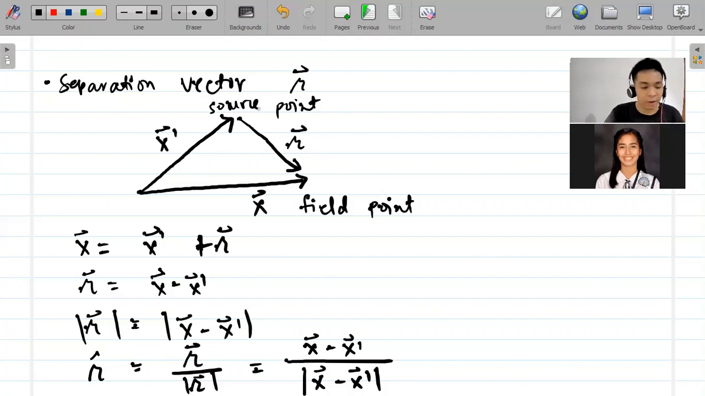Yes po. Okay. So, class, naalala nyo ba sa 107 yung KQQ over R squared, di ba? KQ over R. Ito yon. Ito yung R na tinutukoy doon. You have the source, tapos you have the field point. Pero usually, di ba yung source nyo nasa origin? Pero this time, let's say wala siya sa origin. Nasa x prime siya. So, ganito yung magiging R nyo. X minus x prime. So, now let's proceed to triple products.